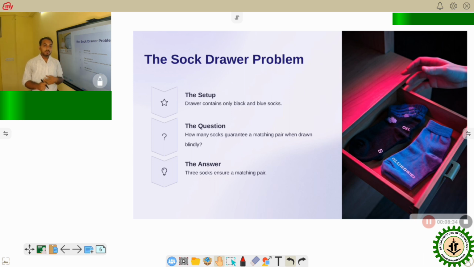So the pigeonhole principle also similarly says that if the number of objects is greater than the number of containers, here the containers mean the number of colors, blue and black, that is 2, and the number of objects is 3. That is, if we take 3 socks from the dryer, we will get a pair of the same color. So the sock dryer problem says the minimum number of socks to take out to guarantee a same color pair is exactly 3.